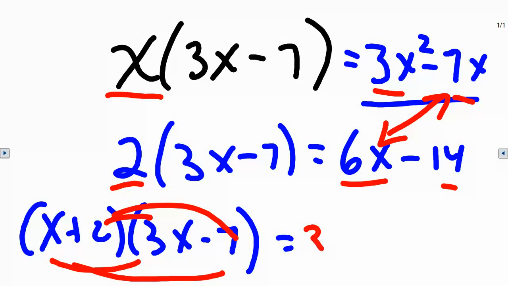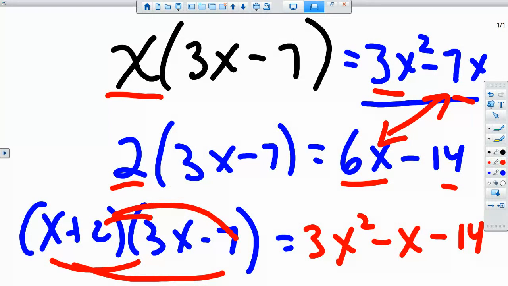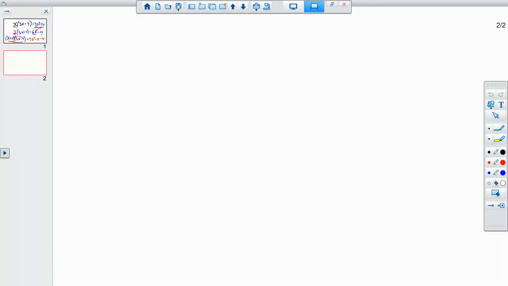And you end up with this 3x squared. Now 6x minus 7x is minus 1x, or minus x, minus 14. The middle terms combine together, and that's what we get. So that's the kind of thing we've been doing. This is one way of doing those problems, and we have lots of other ways that we can do them too. So for instance, I'm going to show another binomial multiplication.